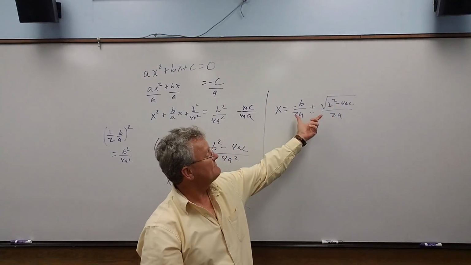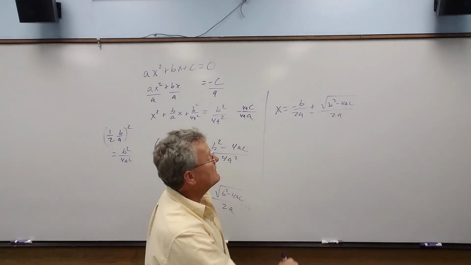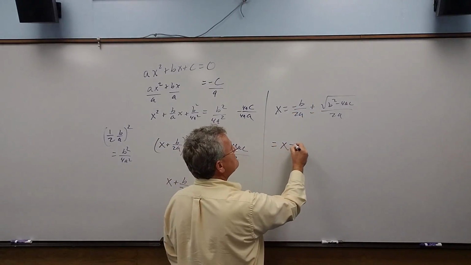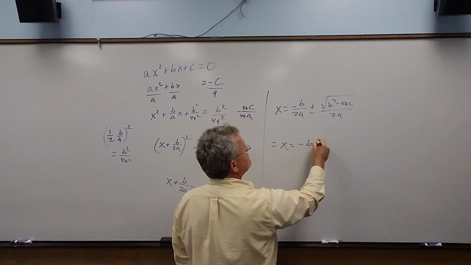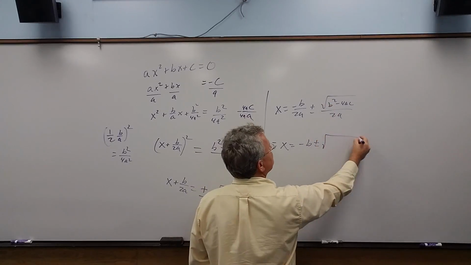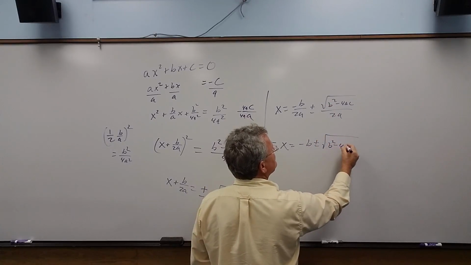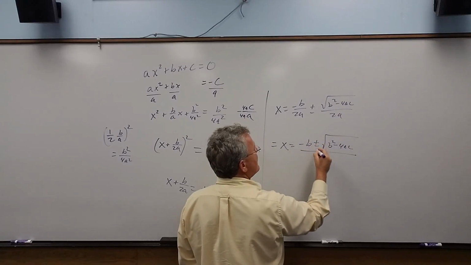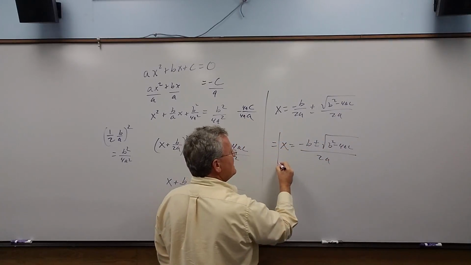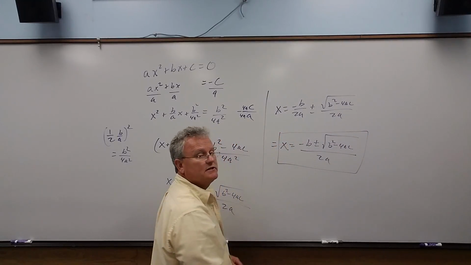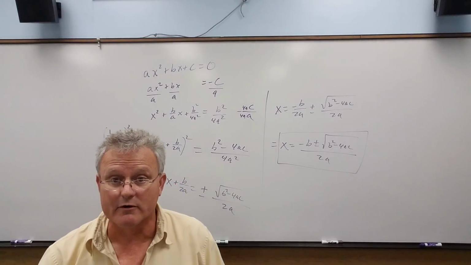Now that we've got a common denominator, we can add these together, and we get x is equal to minus b plus and minus the square root of b squared minus 4ac over our common denominator of 2a, and that is precisely the quadratic formula.